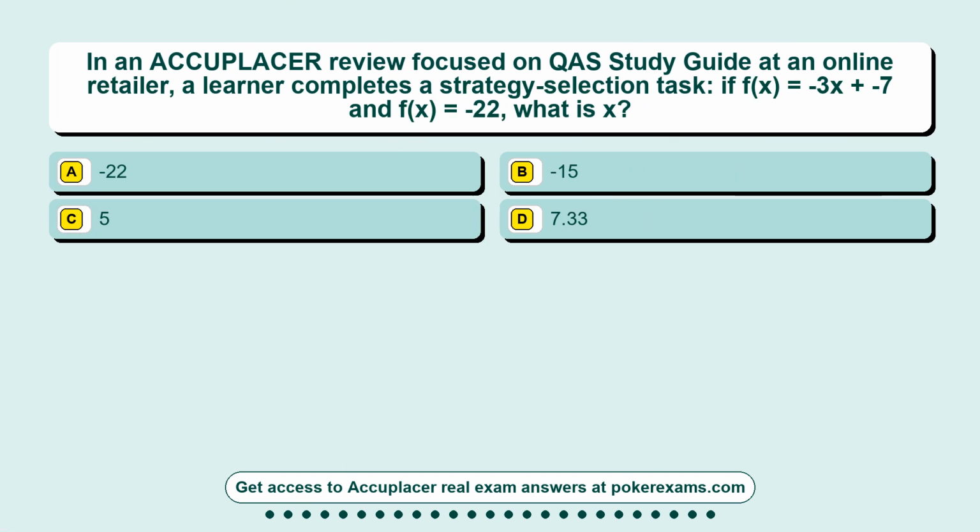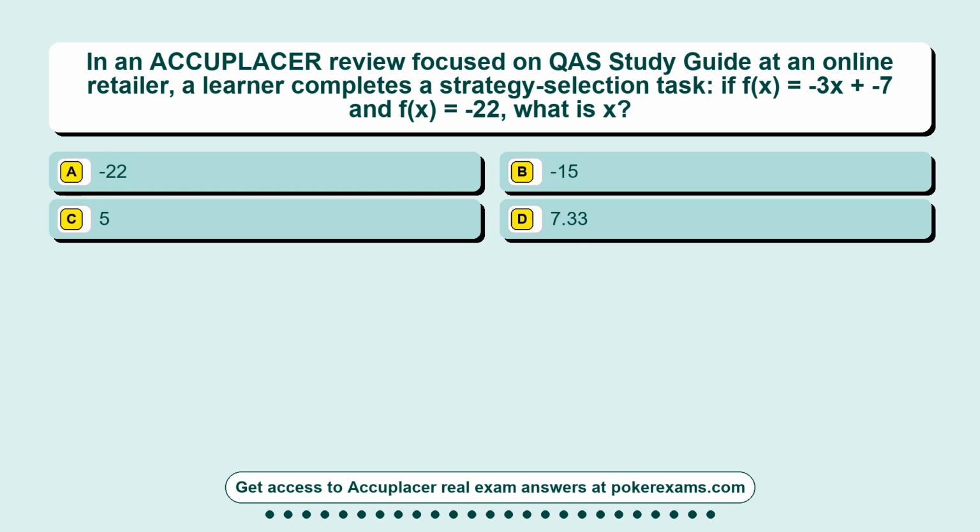Question 8. In an ACCUPLACER review focused on QAS Study Guide at an online retailer, a learner completes a strategy-selection task. If f(x) = -3x + -7 and f(x) = -22, what is x? Option A, -22. Option B, -15.